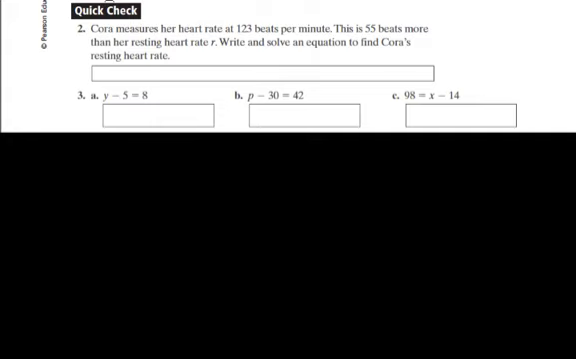Now I want you to try the quick check. Do the problems, and then bring them to class tomorrow. We're going to actually go over the quick check in class, so make sure you have it done.